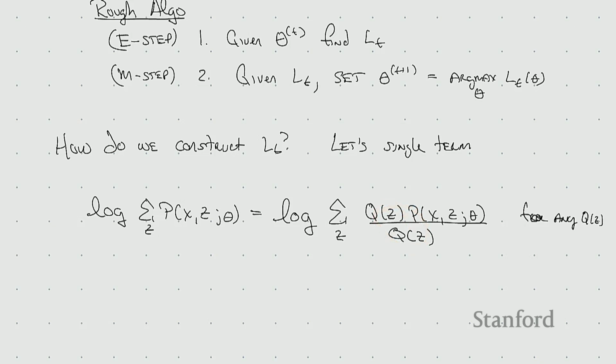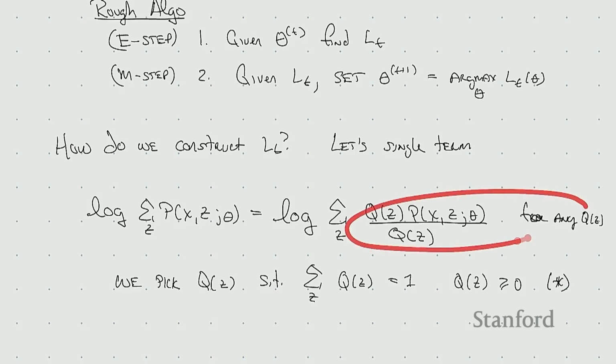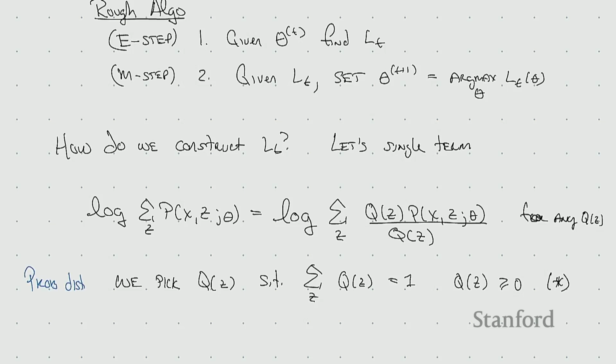Now, we get to pick Q, so I'm going to pick Qs so that I can use Jensen, such that it's a probability distribution over the states, such that the sum over Q(z) equals 1, and Q(z) is greater than or equal to 0. I'm going to call this property star. So I'm going to pick Q as a probability distribution. Why? Because now I can make my argument one line. That's the real reason.